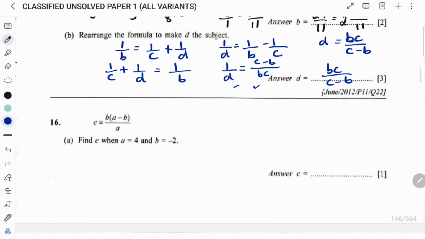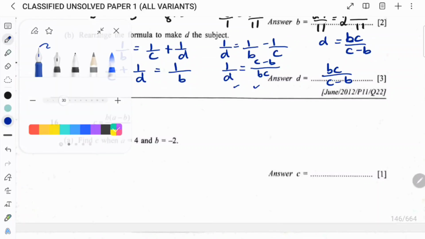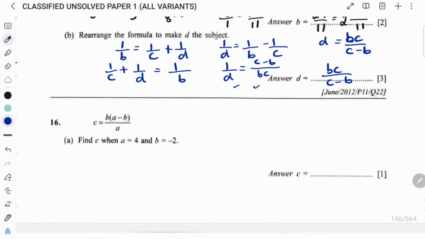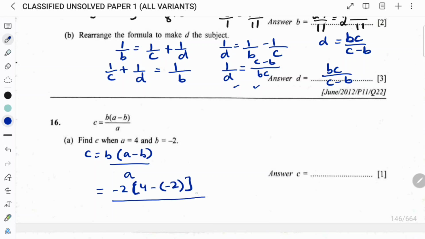The next question is question 16. You can see they give you one part of the question as substitution almost in every question, and the second part is to rearrange the formula to make some variable the subject. Alright. So c is equal to b times (1 minus b over a). Find c when a is equal to 4 and b is equal to minus 2. So c is equal to b times (1 minus b upon a). Put the values: b is minus 2 and a is 4. I'm just substituting the values. In place of a, I'm writing 4. In place of b, I'm writing minus 2. So upon a means upon 4.